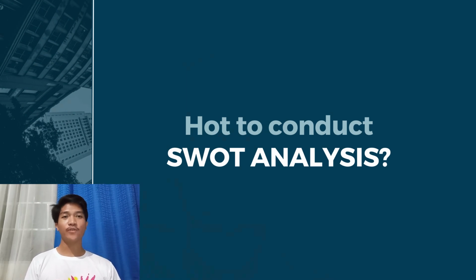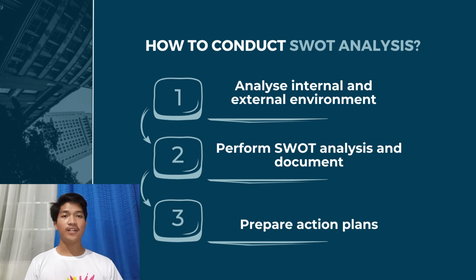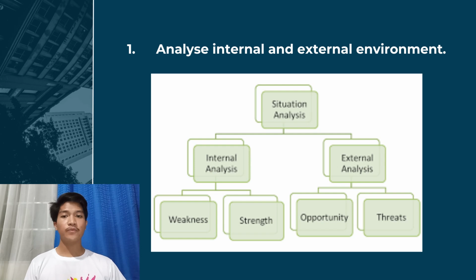How to conduct SWOT analysis? There are 3 steps to conduct SWOT analysis. First is analyze internal and external environment. Second, perform SWOT analysis and document. Third, prepare for action plans. The first one is analyze internal and external environment.